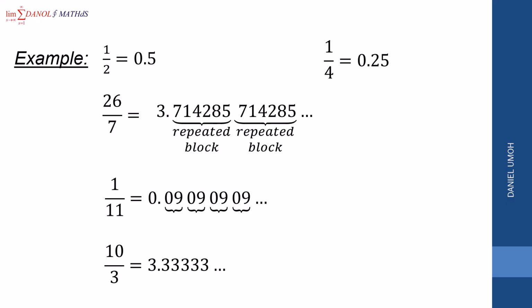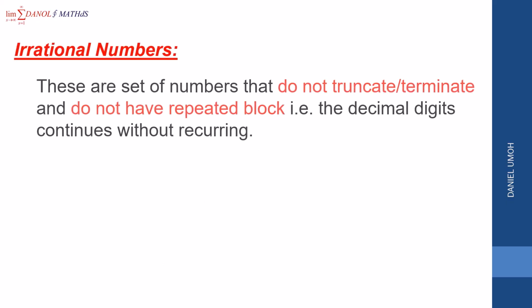Remember I said that before we can vividly understand the concept of surds, we need to first understand the difference between rational numbers and irrational numbers. Okay, now let's look at irrational numbers. Irrational numbers are a set of numbers that do not truncate or terminate, and they also do not have what we call a repeated block. That means the decimal continues indefinitely without recurring.